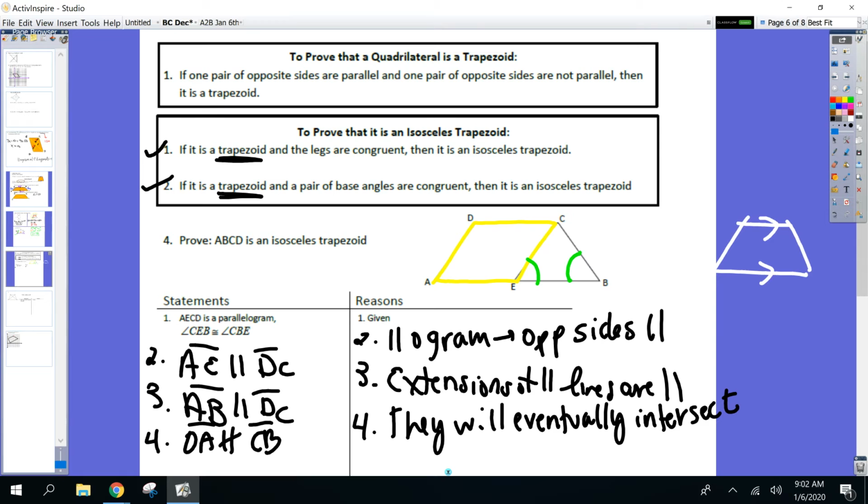So that's how you can show they're not parallel. Just say, hey, they're eventually going to intersect. Or if they do intersect, tell me they intersect at whatever point. All right, what do I have now? What is ABCD? Trapezoid, yep.